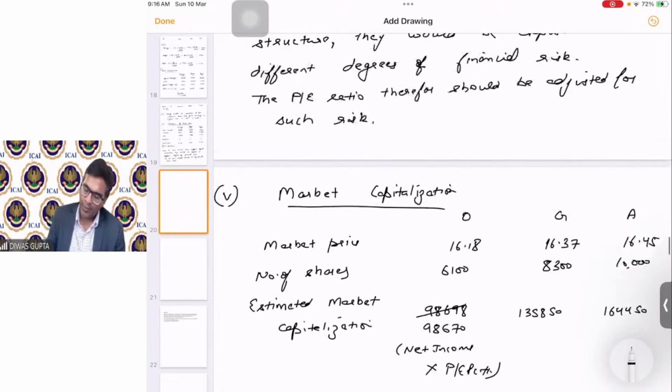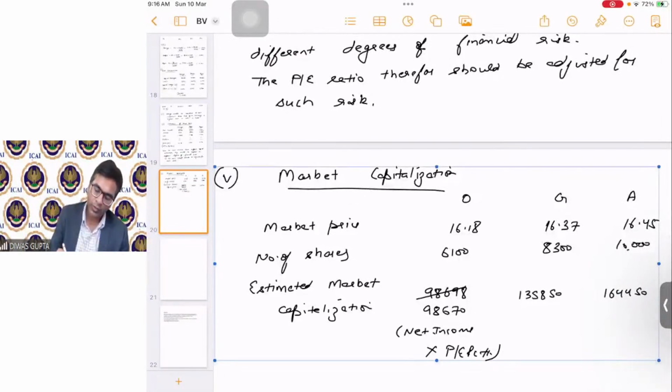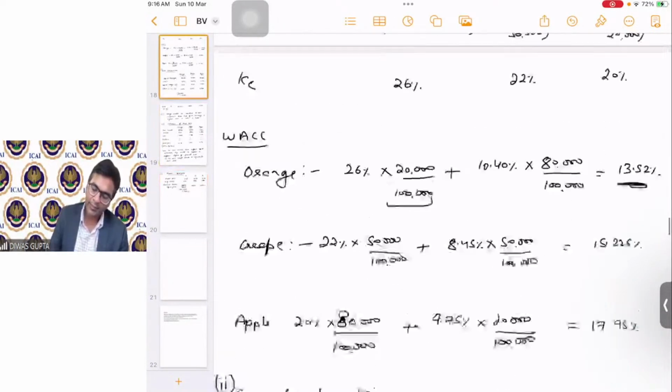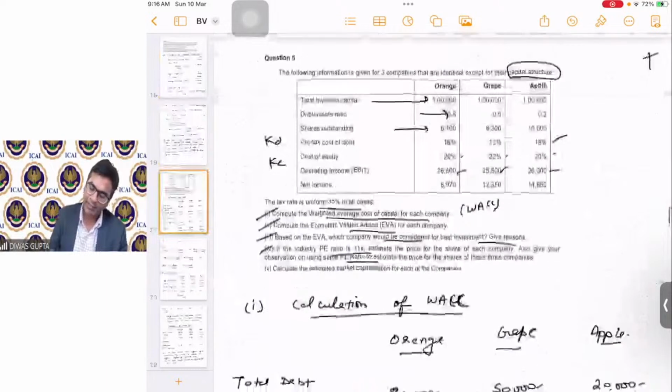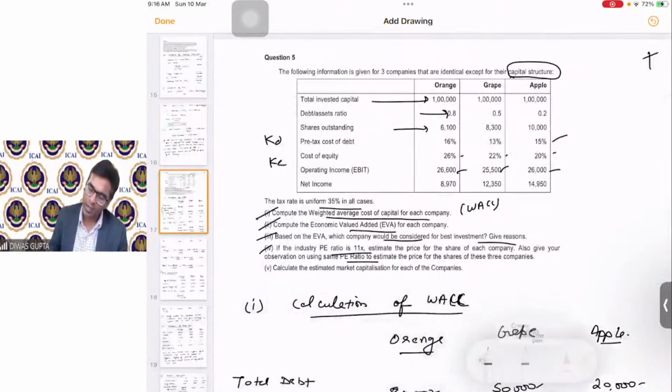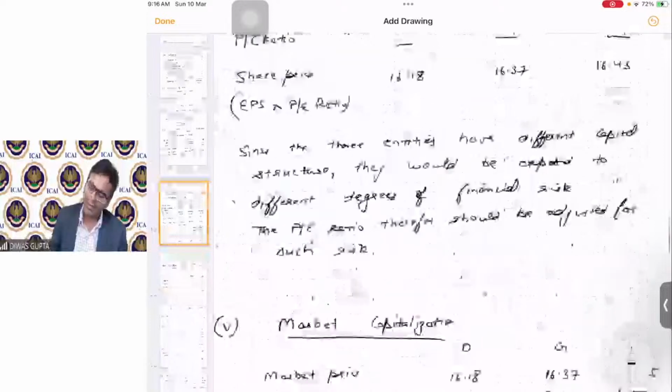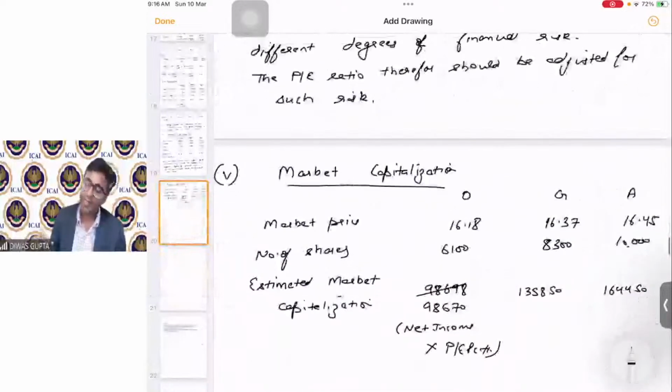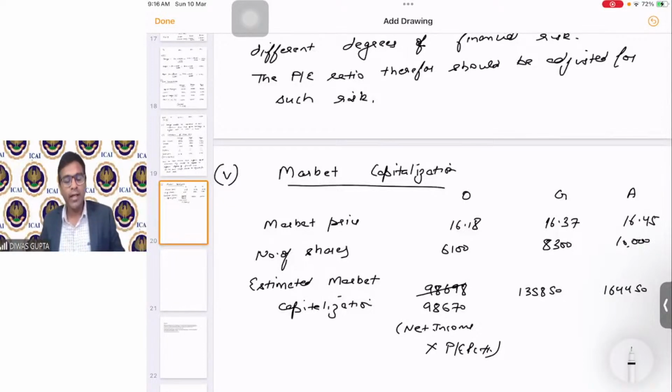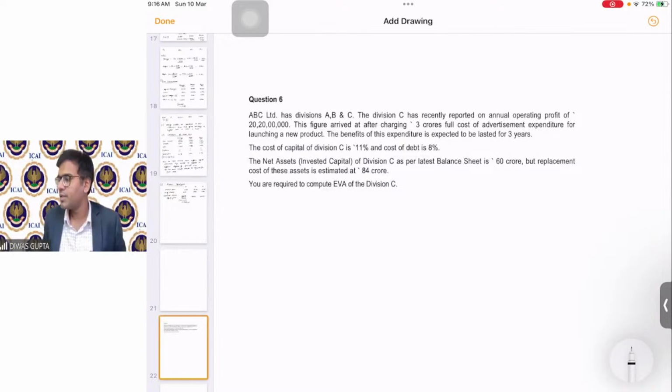So I hope this question was also seemingly easy and a lot of things would have got clarified to all of you students: how the capital structure will look, how it interplays with the market capitalization, the value of the company, the value per share, PE ratio, all those things, and even the economic value added. Let's move to question number 6.